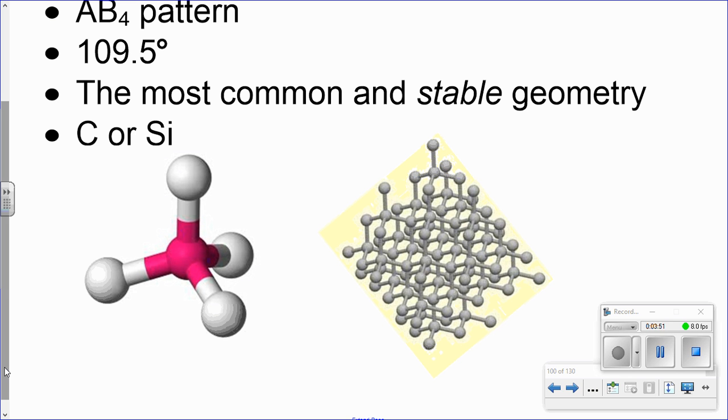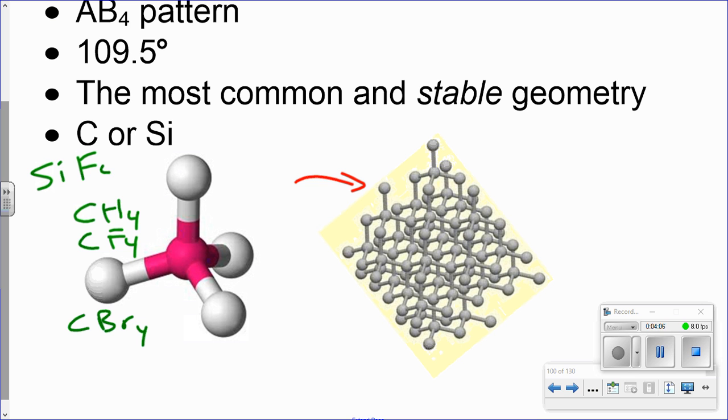This is actually diamond right here. This could be CH4. It could be CF4. It could be CBr4. You get the idea? Okay, there's a couple different ways to do it. Of course, SiF4, you get the idea. So carbon and silicon are both in the same group.